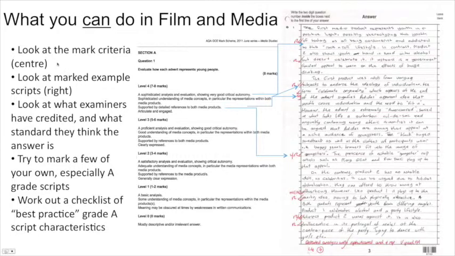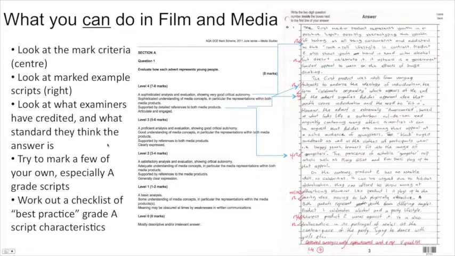Number one, you can download the mark criteria themselves, and then you can also look at marked example scripts. Now, these are available on most of the websites, and if they're not available to students, they are available to teachers, so ask us for them. You can see that they are actually marked with the examiner's annotations, and they're usually on the preceding page, so you can tell exactly what's being credited here.